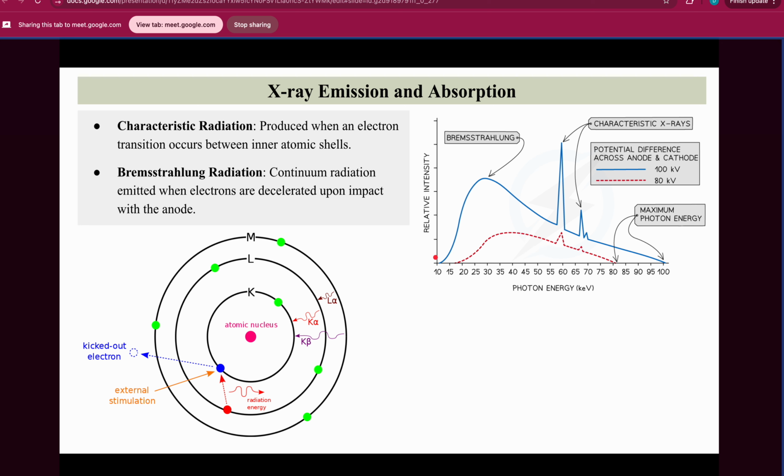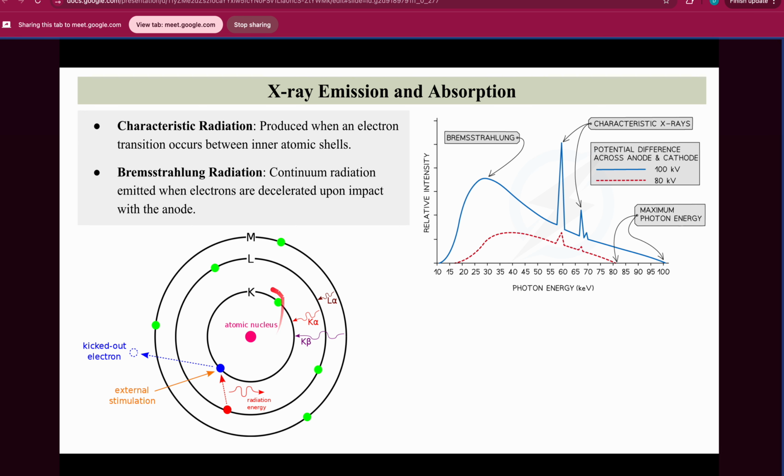In this case, I have shown the relative intensity versus the photon energy. As you can see, the greater the voltage provided, the greater will be the relative intensity with which the radiations will be produced.